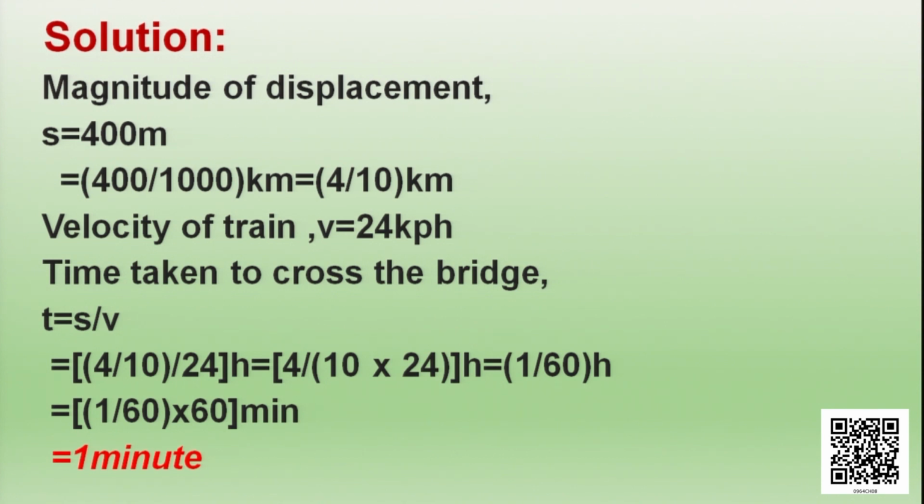Then the velocity of the train v equal to 24 kph. Then the time taken to cross the bridge, t equal to s by v, because v is equal to s by t, so t is equal to s by v. Now substitute the value of s, substitute the value of v, and convert the time t from hour to minute, then it will be t equal to 1 minute.